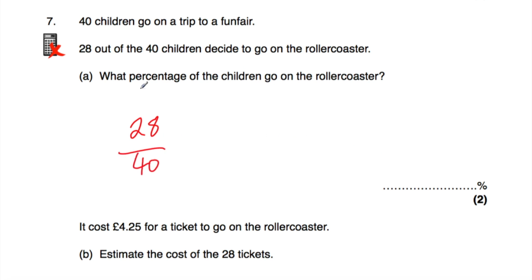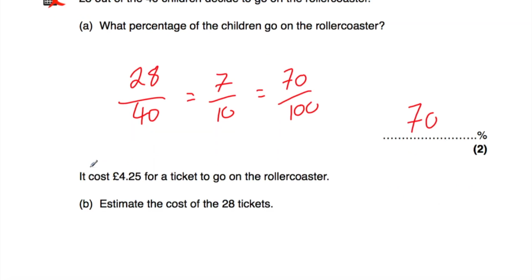Now we want to write that as a percentage, and it's a non-calculator question. Because we want a percentage, we want it to be out of 100. What I'm going to do is divide both the numerator and denominator by 4 to begin with, which gives 7 over 10, because 28 divided by 4 is 7, and 40 divided by 4 is 10. Now we want to be out of 100, so let's multiply both the numerator and denominator by 10, and that'll be 70 out of 100, and that's 70%. So 70% of the children go on the roller coaster.